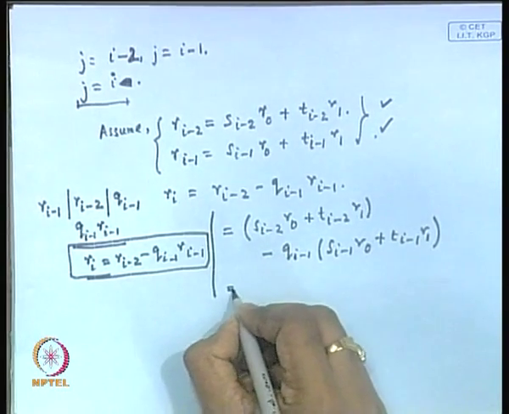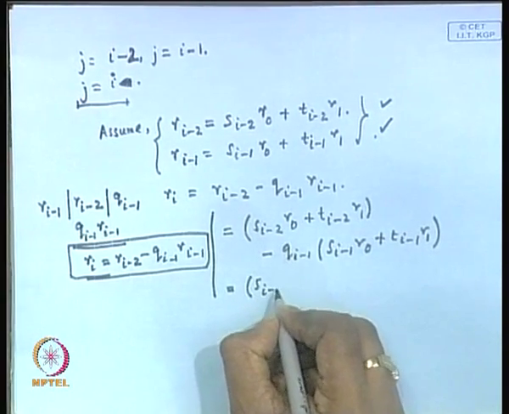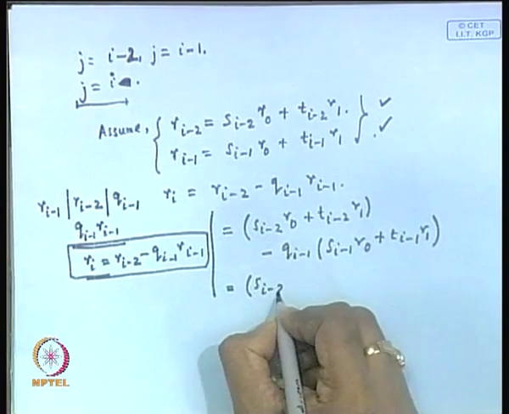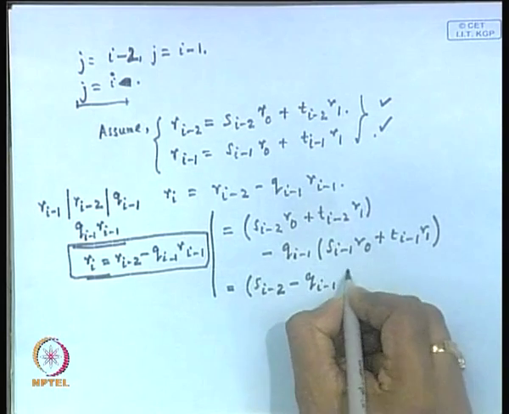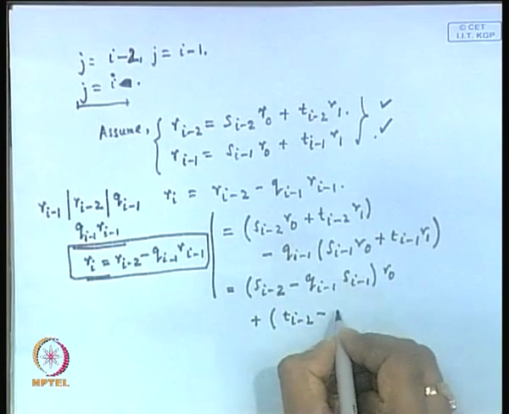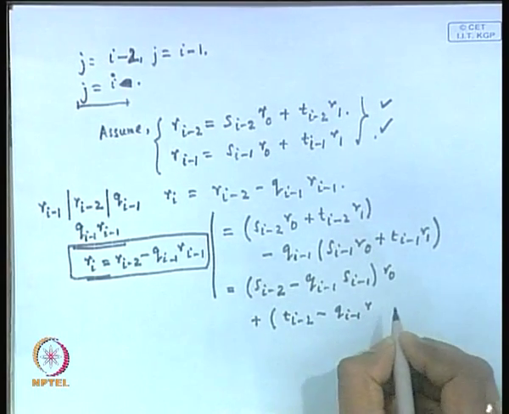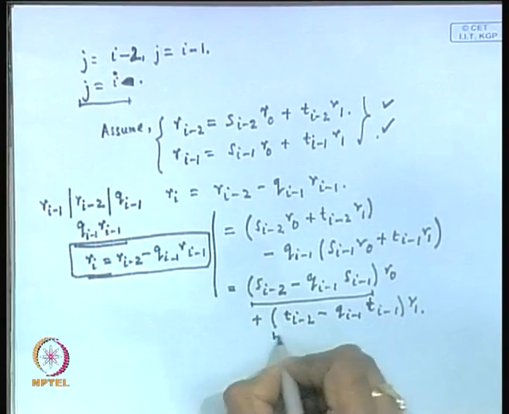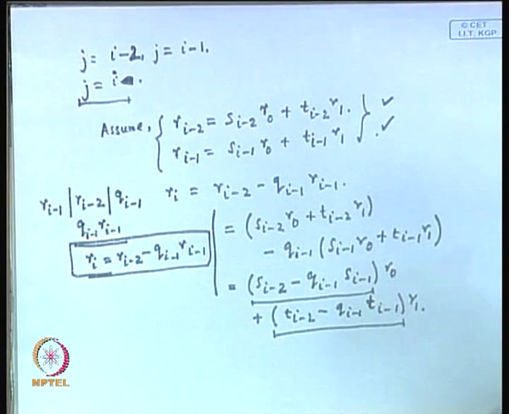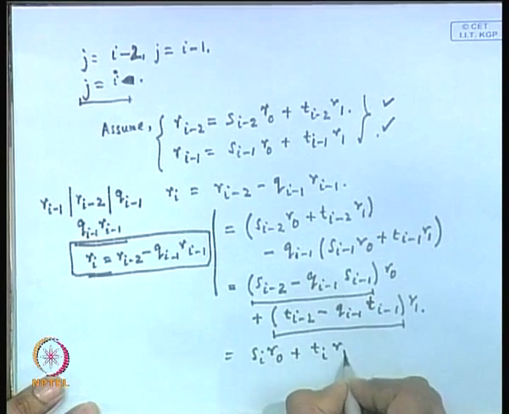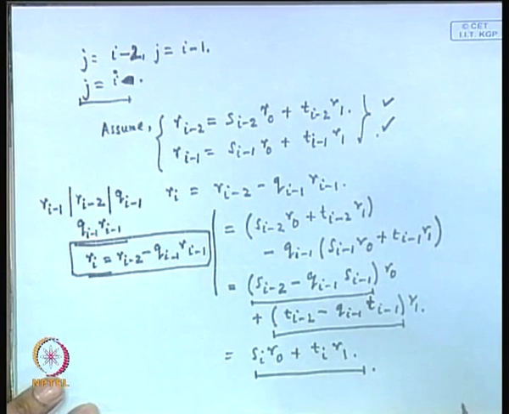Okay. So, that is equal to, if I take Si R naught out from this, therefore, if I collect R naught, I get (Si minus 2 minus Qi minus 1 Si minus 1) into R 0 plus (Ti minus 2 minus Qi minus 1 into Ti minus 1) into R1. So therefore, you see that these two terms are nothing but what is Si and Ti. So therefore, I can write this as Si R0 plus Ti R1, and that proves the case for j equal to i.